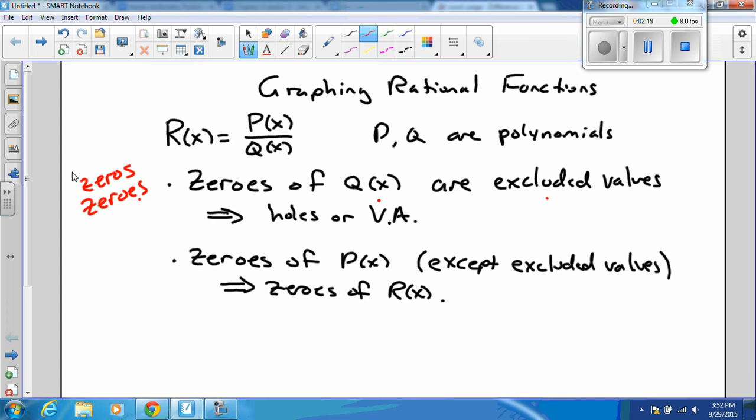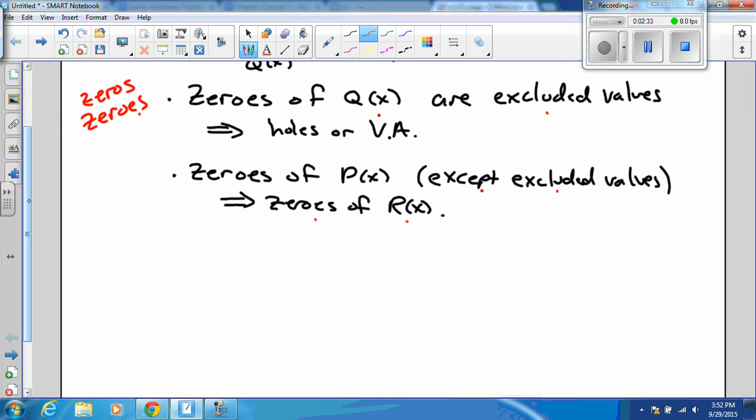Well, in any event, the zeros of Q are going to be the excluded values, which means holes or vertical asymptotes, and then the zeros of P, except for those excluded values, are going to be the zeros of R. And that's going to give us a framework for sketching our rational function. Then to this framework, we're going to add also the limits at infinity, which are going to give us the horizontal asymptotes of the function, as you know.